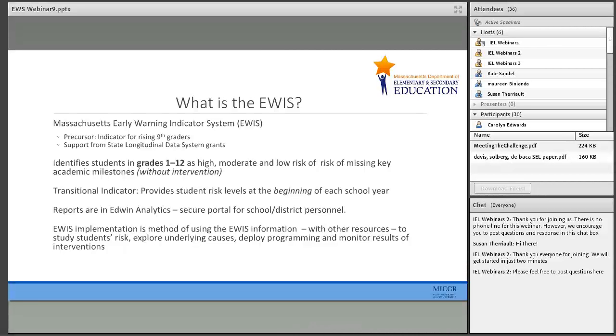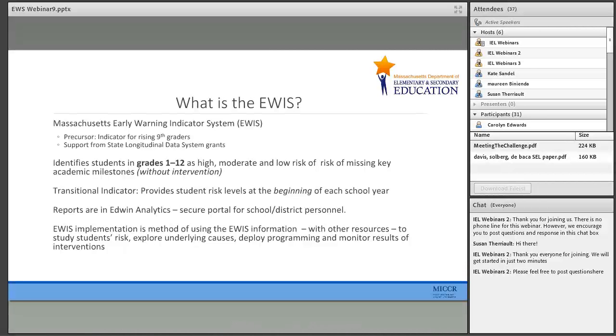And so this last fall we've just done our 5th release of EWIS data. We release it, we provide these risk levels at the beginning of each school year, because at the state level, we're able to provide a transitional indicator, or that incoming indicator that Susan mentioned. And we provide this information to school and district personnel through Edwin Analytics, which is our secure portal. Access is determined at the local school and district level of who gets access to it. And there are student level reports, and there are aggregate level reports.